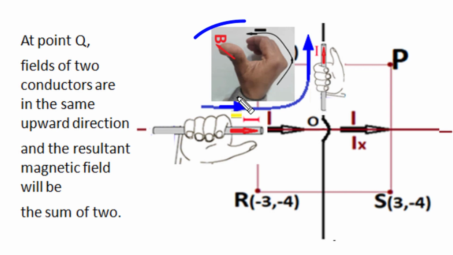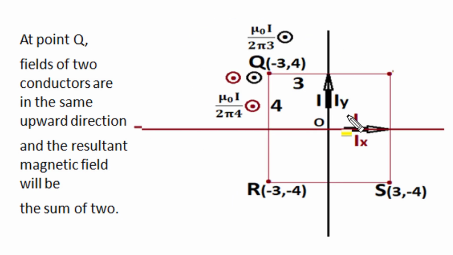The fingers of the right hand are curled along the direction of current in these two conductors. Then the thumb of the right hand, perpendicular to this plane, indicates the direction of the magnetic field upward, as denoted by the dot earlier. For this x directed current I, the perpendicular distance of the observation position is 4 unit. So its magnetic contribution is mu 0 I upon 2 pi 4. And for this y directed current I, the perpendicular distance is 3. So this contribution is mu 0 I upon 2 pi 3.